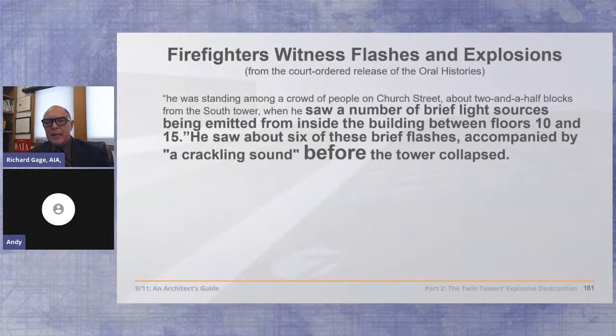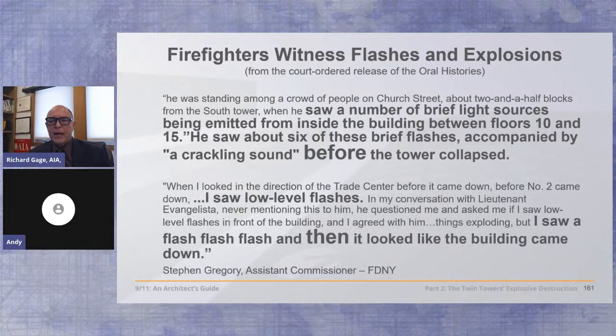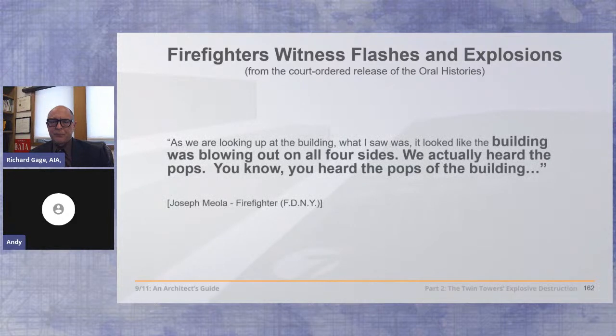Saw a number of brief light sources being emitted from inside the building between floors 10 and 15. He saw about 6 of these brief flashes, accompanied by a crackling sound before the tower collapsed. I saw low-level flashes. I saw flash, flash, flash, and then it looked like the building came down. The building was blowing out on all 4 sides.